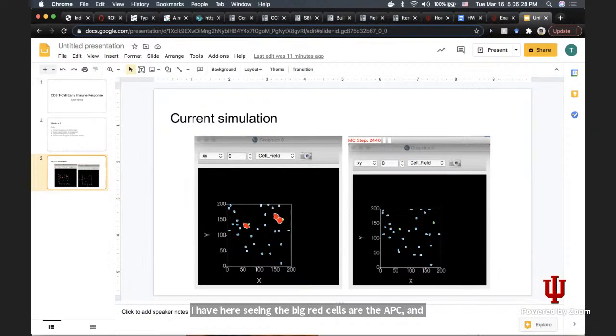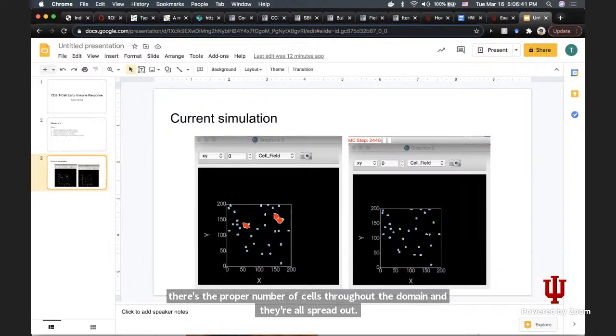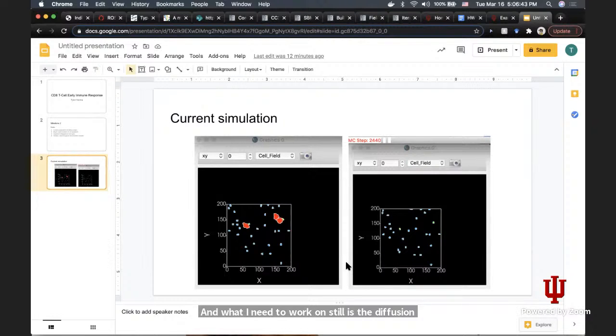And so far, I have here, the big red cells are the APC. And when they come in contact with the blue naive cells, they become green, which is pre-activated. And there's the proper number of cells throughout the domain, and they're all spread out. And what I need to work on still is the diffusion field, so that when the concentration of my IL-2 field reaches an appropriate value, these pre-activated green cells will become activated. And I also need to work on differentiation for activated to effector, as well as secretion of the field. And that's pretty much where I am right now.